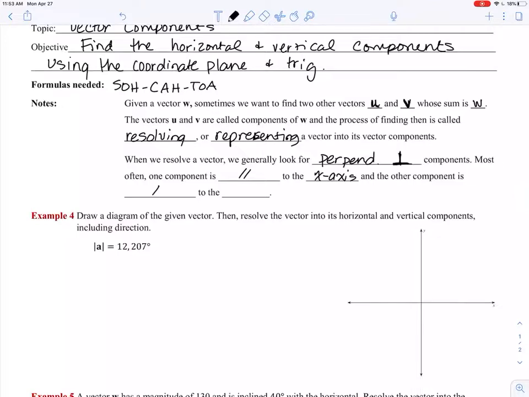And the other component is parallel to the y-axis, and that's the symbol for parallel, and this is the symbol for perpendicular.